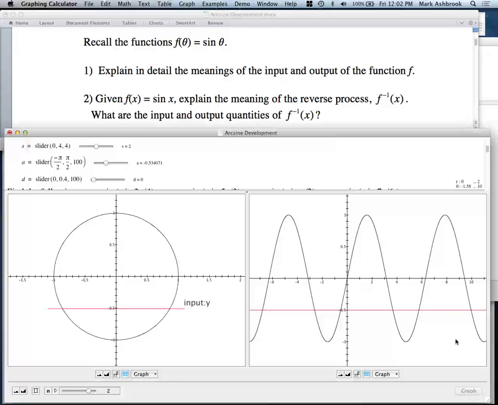Radius lengths, right? Okay, so we've learned something. Now we're going to talk about what it would mean to reverse that process. If we reverse that process, what would we have? This notation, right? We've talked about that back in September. This notation means reverse the process of f.